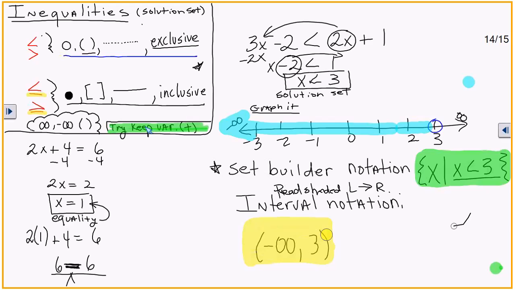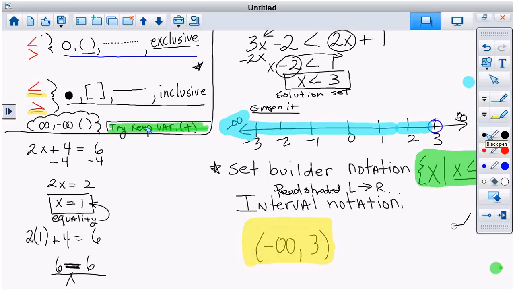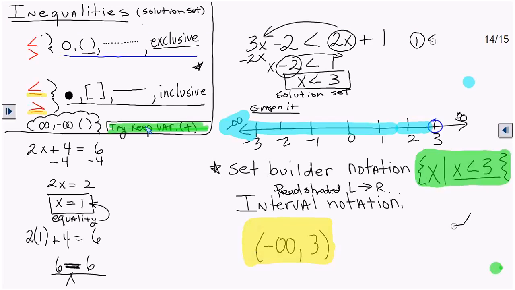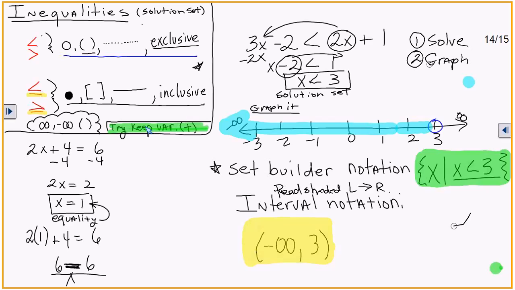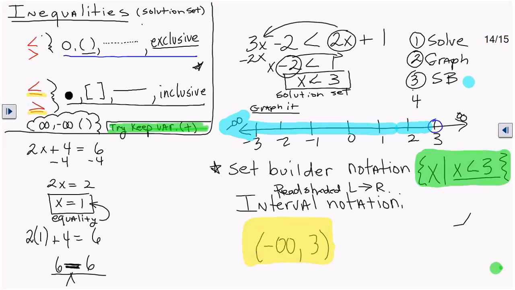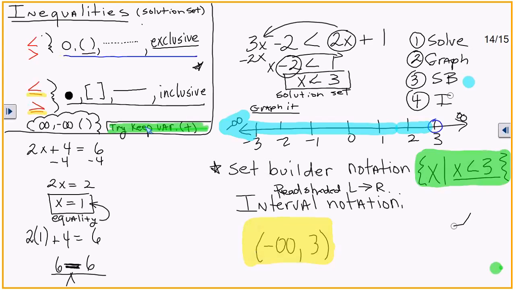So, in summary, 1, solve. 2, graph on a number line. 3, set builder notation. And 4, interval notation. And if you can do that with any of the questions on the homework or anything like that, then you should be okay for the test, whether it's a placement test or a standardized test or a chapter test.